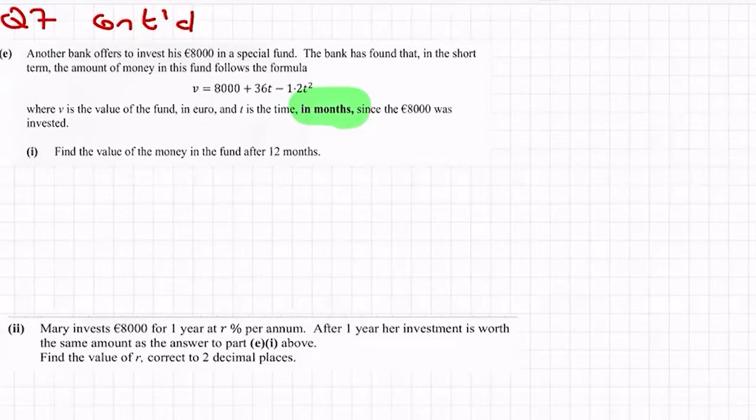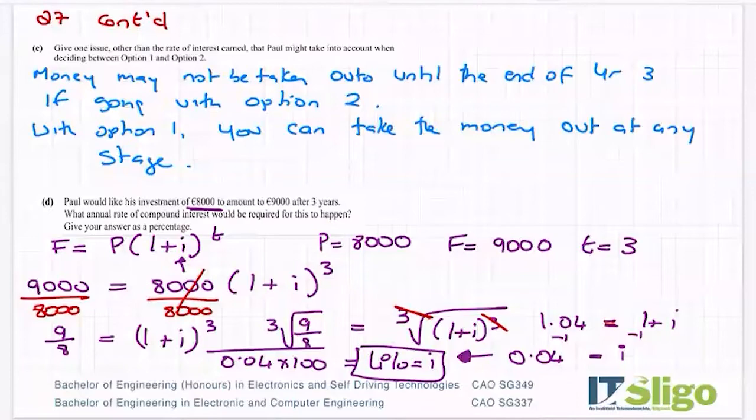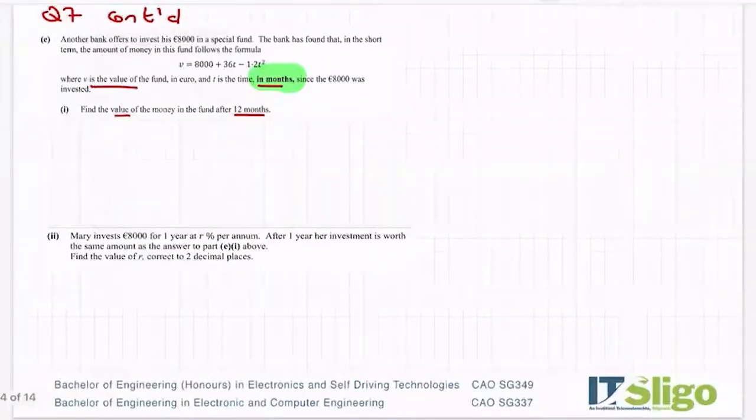Okay, that doesn't read too bad. V is the value of the fund. So I'm going to solve for V, and T is 12. This is a perfect example. Even if you couldn't do part D, don't assume then that you can't do part E. So watch out for that. You may be able to do further parts.